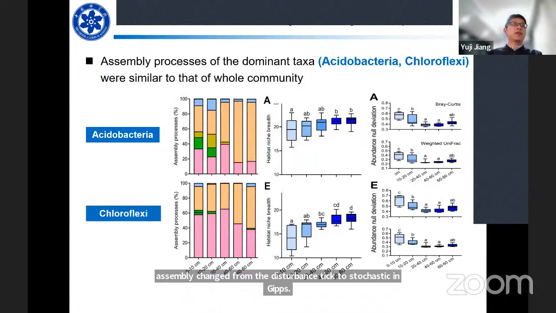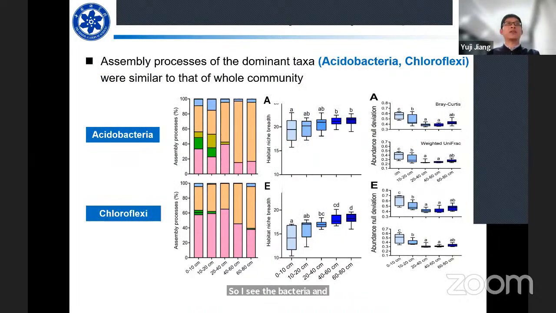The Acidobacteria and the Chloroflexi were the two most dominant phyla in the bacterial community, and their assembly process was similar to that of the total bacteria. So these two dominant phyla may mediate the assembly process of the whole community.